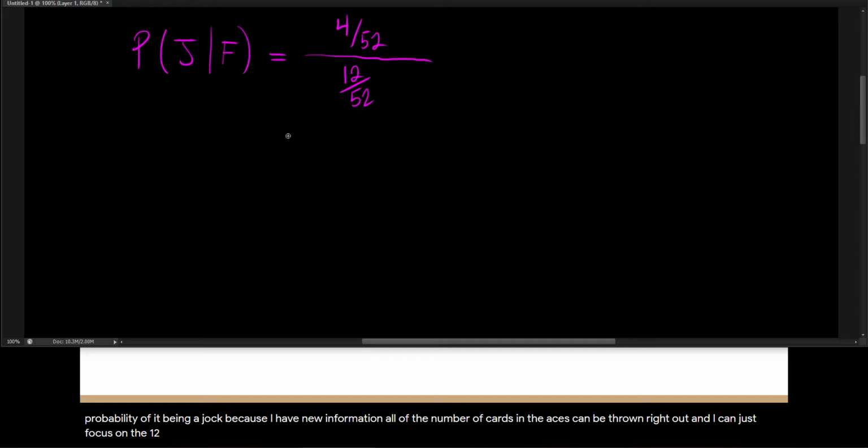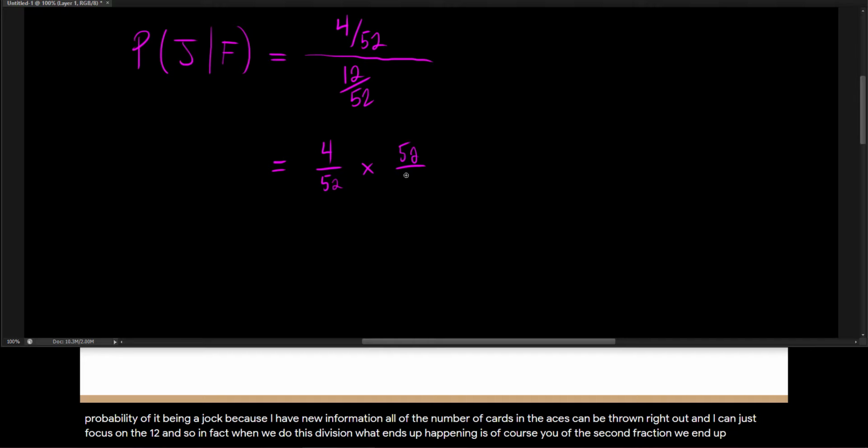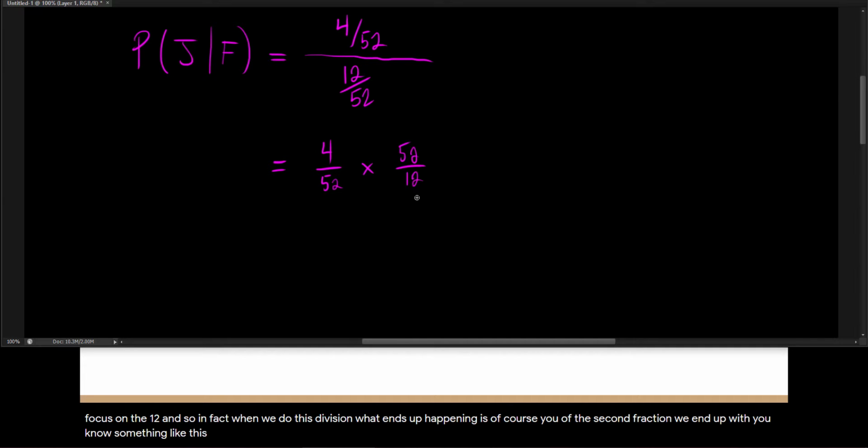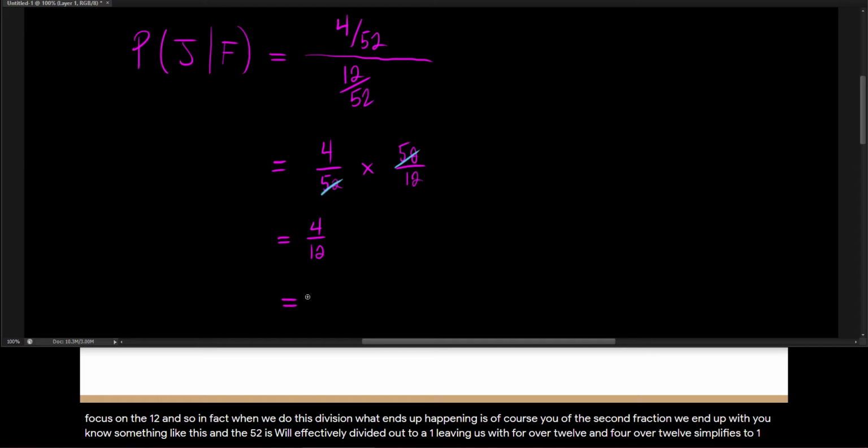And so, in fact, when we do this division, what ends up happening is, of course, you multiply by the reciprocal of the second fraction. We end up with something like this, and the 52s will effectively divide out to a 1, leaving us with 4 over 12, and 4 over 12 simplifies to 1/3.